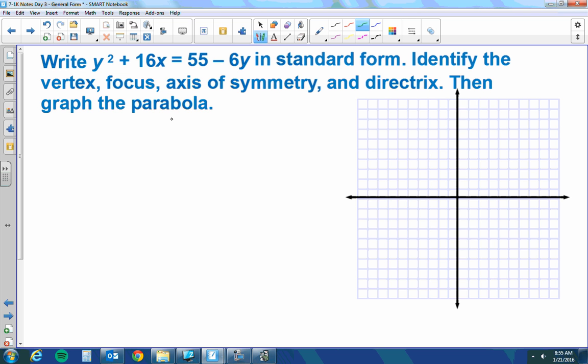Horizontal or vertical? Look, it's y squared. Notice it's ultimately of x equals y squared form. It's going to be a horizontal parabola, which means the form we're after is 4p times x minus h over here, and y minus k squared is over here. That's what we're trying to achieve.